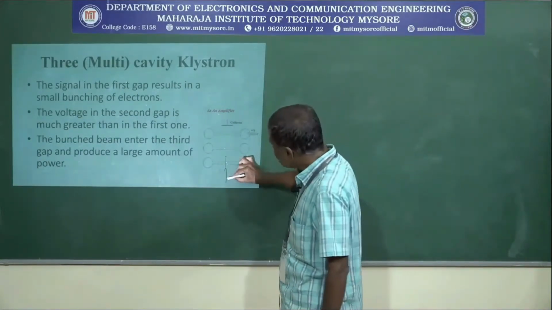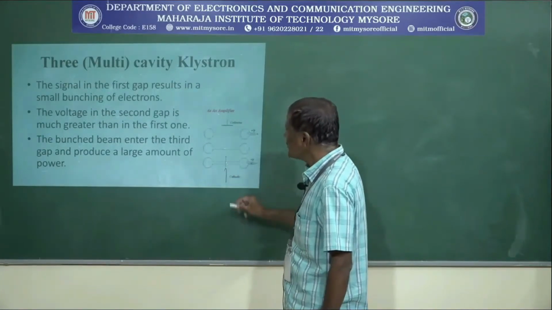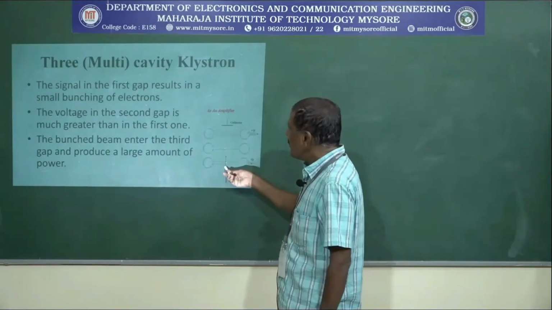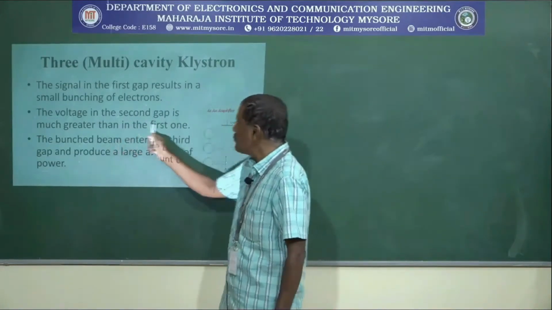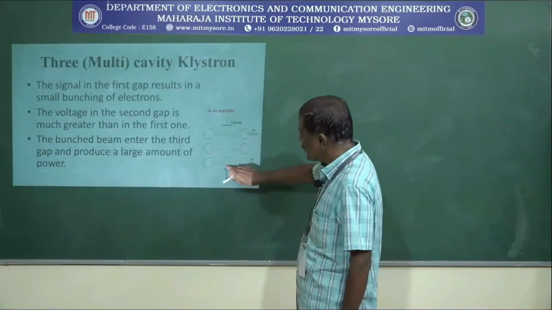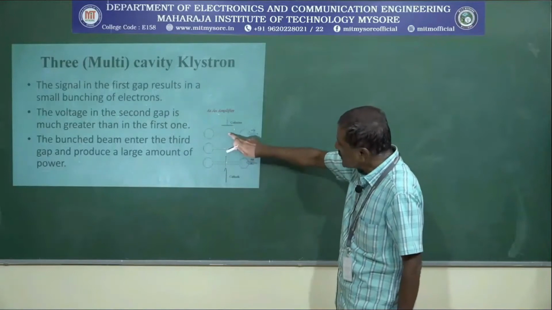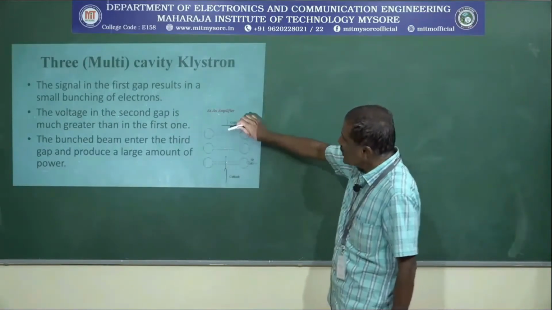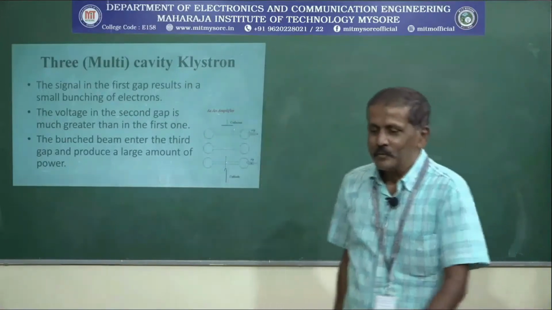That means as the electrons move from one cavity to the other, the value of the voltage goes on increasing, that is, the voltage in the second gap is much greater than the first one. Whatever voltage you have at this point is more than this, and the voltage at this point is more than this. If you use a few more stages, then the voltage goes on increasing.